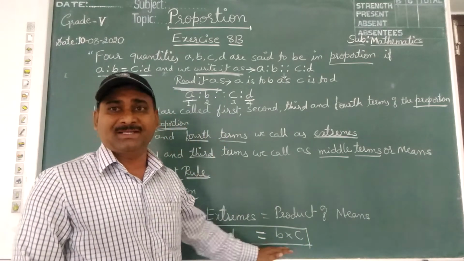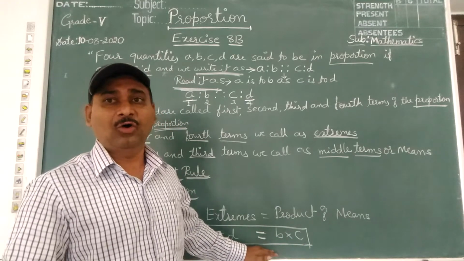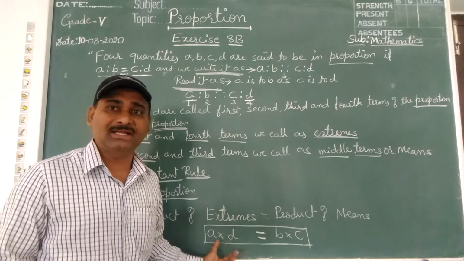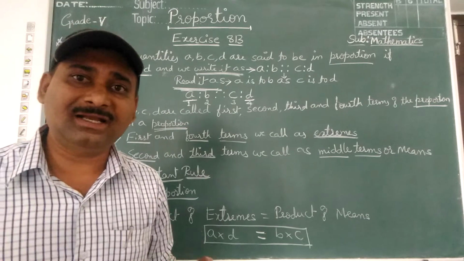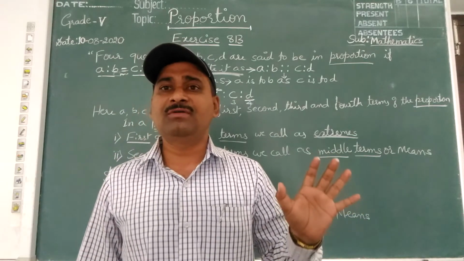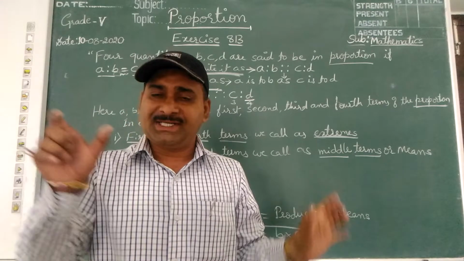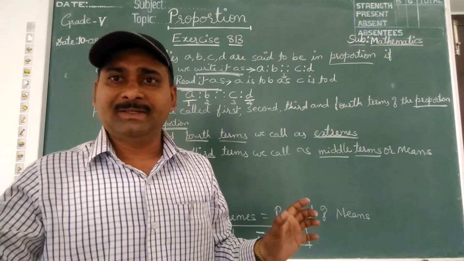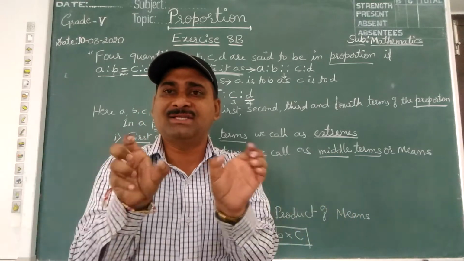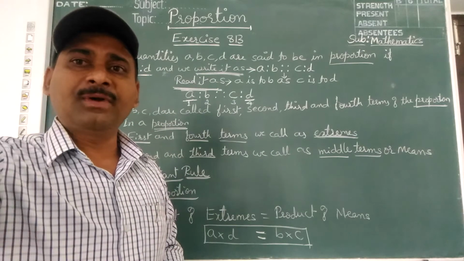When we get the same answer on both sides, then only can we say that they are in proportion. Then only can we say that both the ratios are in proportion. Children, it is very clear. To say proportion, we should multiply the extremes, that is the first and fourth term, on one side, and on the other side multiply the middle terms, second and third. After multiplication, we should get the same answer on both sides. Then only can we say that the ratios are in proportion.